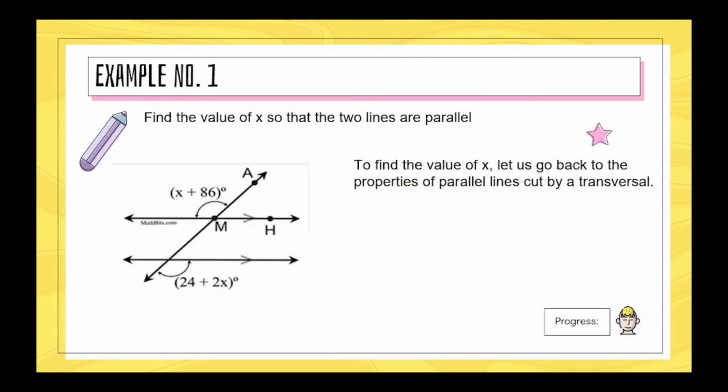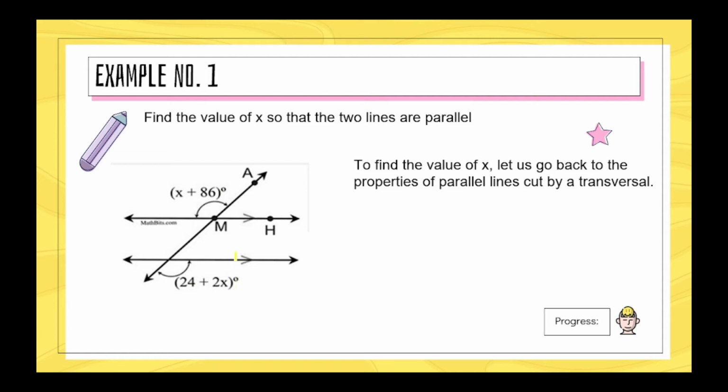Okay, now, since you already know the concept about parallel lines and the concept about perpendicular lines, let us try to find the value of an angle. Finding the value of x given the parallel lines, transversal, and perpendicular lines. Let us have this example, number 1. Find the value of x so that the two lines are parallel. Take a look at the figure. We have here x plus 86 degrees and 24 plus 2x degrees.